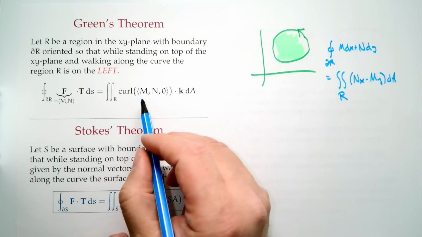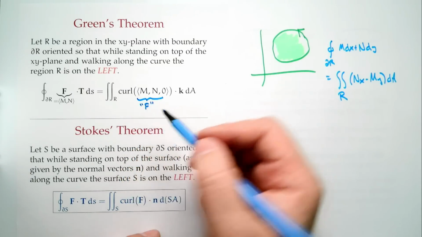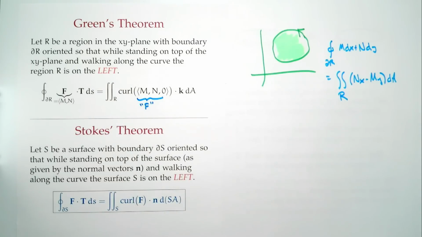Now in essence, what you should be thinking is, oh, this is almost like F. Close, it's just you add on a third component of 0. So it looks like the integral of F dot T becomes the curl of F dot k. One's a one-dimensional integral, one's a two-dimensional integral. Now Stokes' theorem says, yeah, that's what happens.